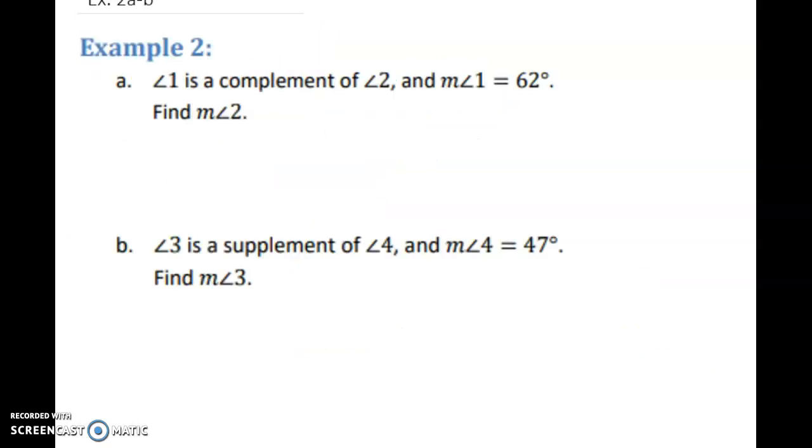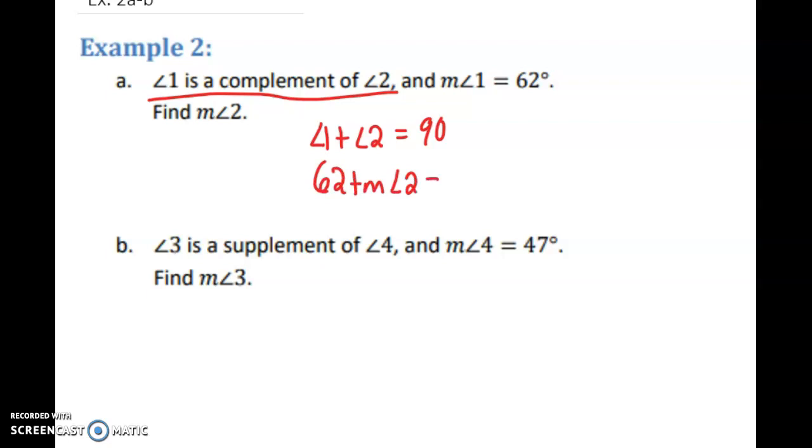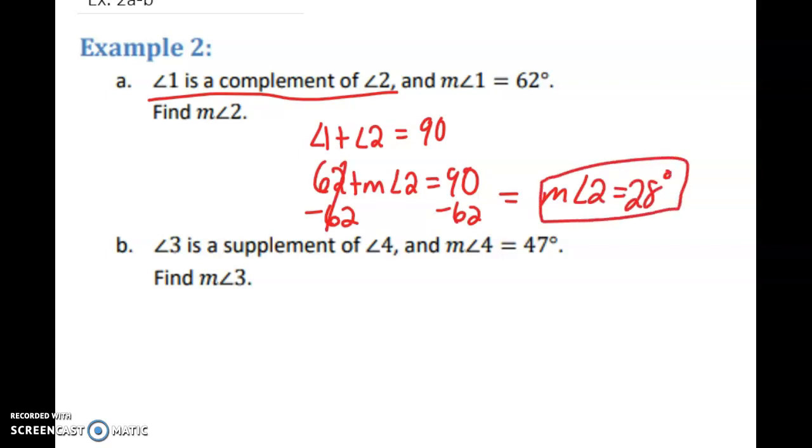Okay, so looking at example 2a, it says angle 1 is a complement of angle 2. So what does it mean when it says it is a complement? All right, so complement means it equals 90. So angle 1 plus angle 2 add up and equal 90 degrees. So you know angle 1 is 62 degrees plus angle 2 equals 90. So you can then subtract 62 and you can find out that measure of angle 2 is 90 minus 62 is 28 degrees.